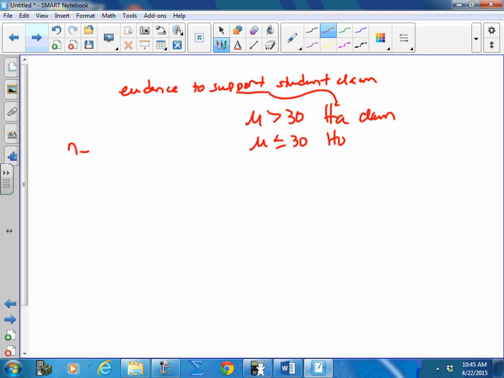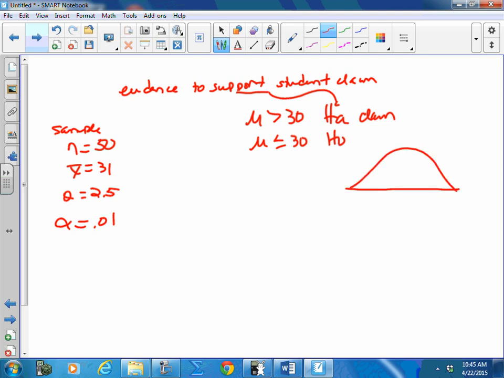So now, out of 50 students in my sample, they're still talking about my sample. The sample mean was 31, and they found the population standard deviation, assume that it was 2.5. Our level of significance is 0.01. We know everything else. Everything works the same. What tail test do I have? A right, because I'm going to follow the HA. Okay, so I need to find my p-val. I need to find my z-score, and then I can look up my p-val.